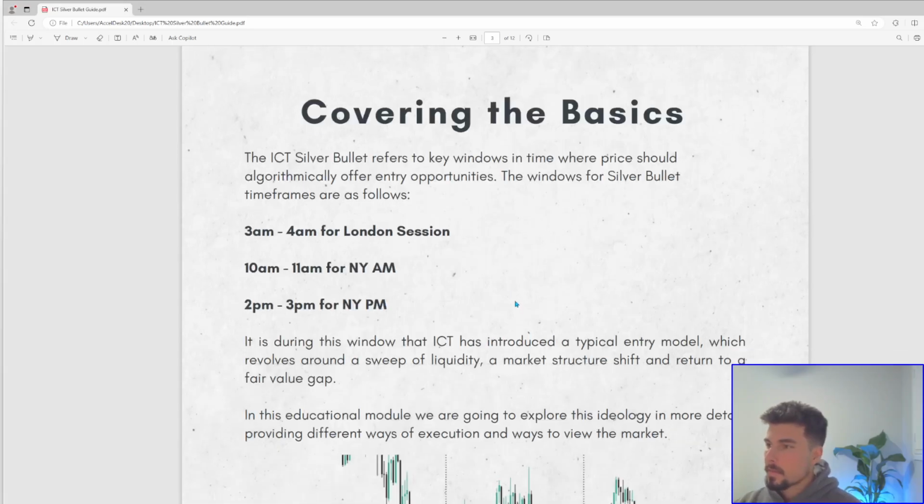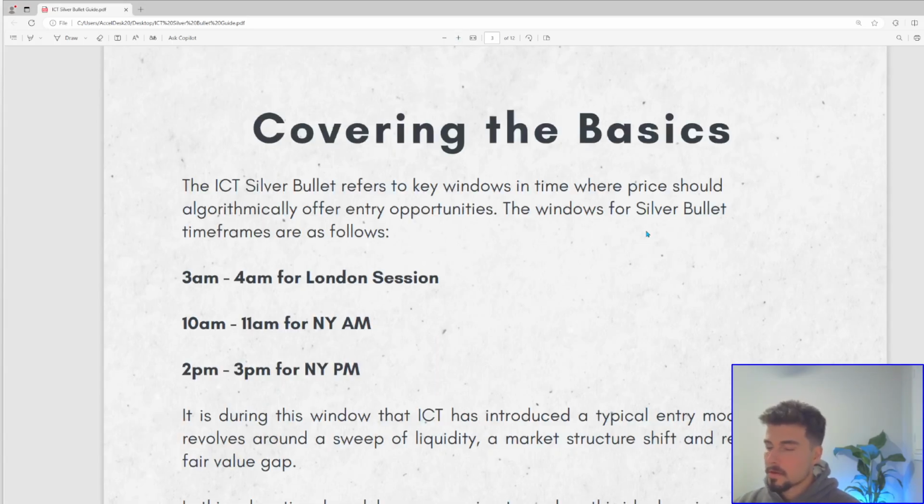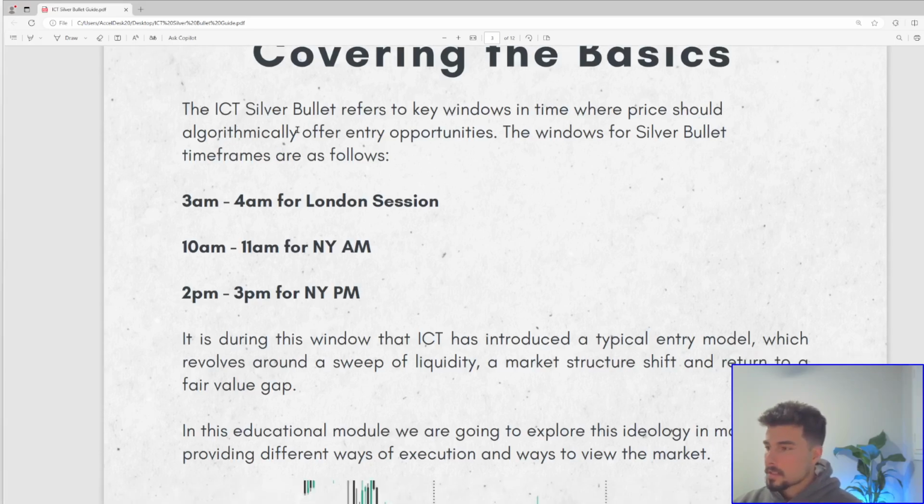Now just to cover the basics, what is the Silver Bullet? What are the time frames? The Silver Bullet that ICT came up with, they're just key windows in time where the price should offer an opportunity to go long or to go short. And there's a typical entry model that we'll talk about. We'll talk about some of the things that are maybe flaws with the entry model, but also situations where it does work really well.